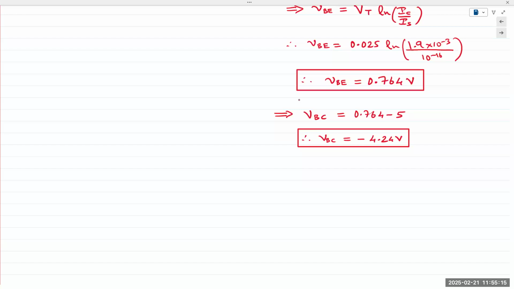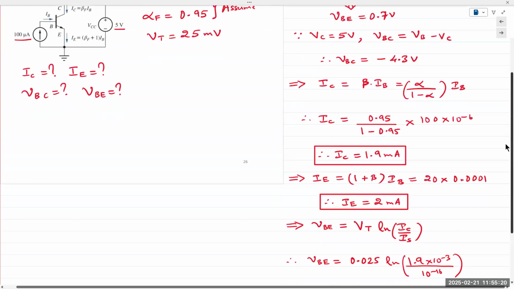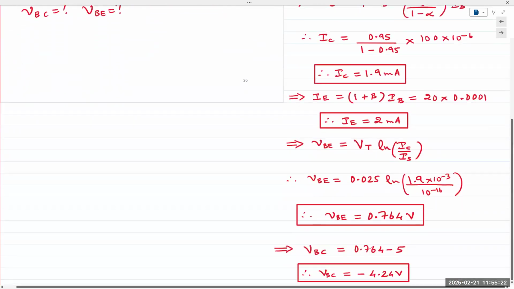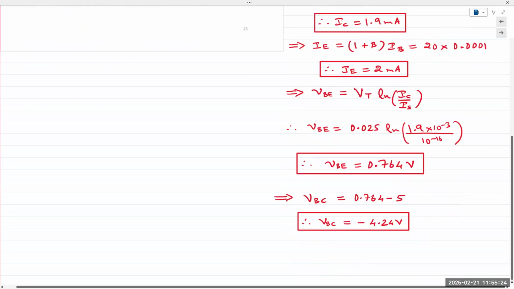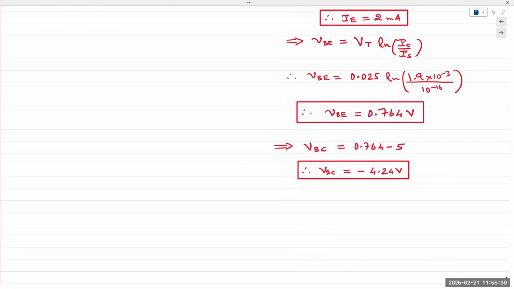Okay. We found it as 4.3 volts earlier. Okay. There's 4.24. Make sense? All right. Less than 5 minutes left.